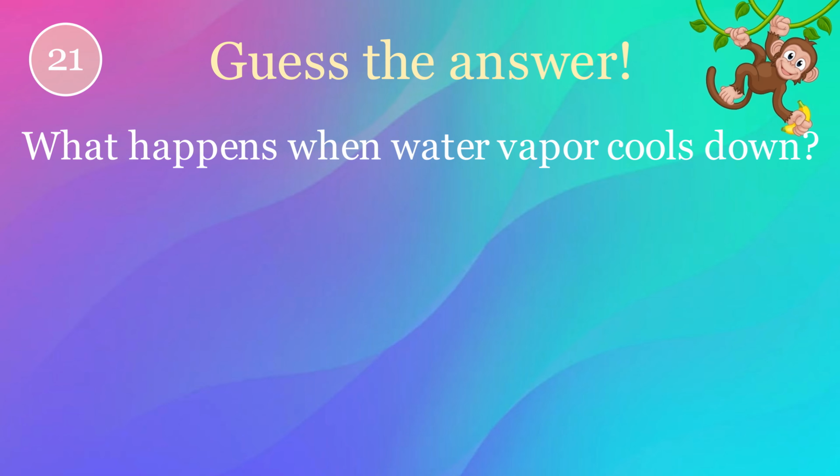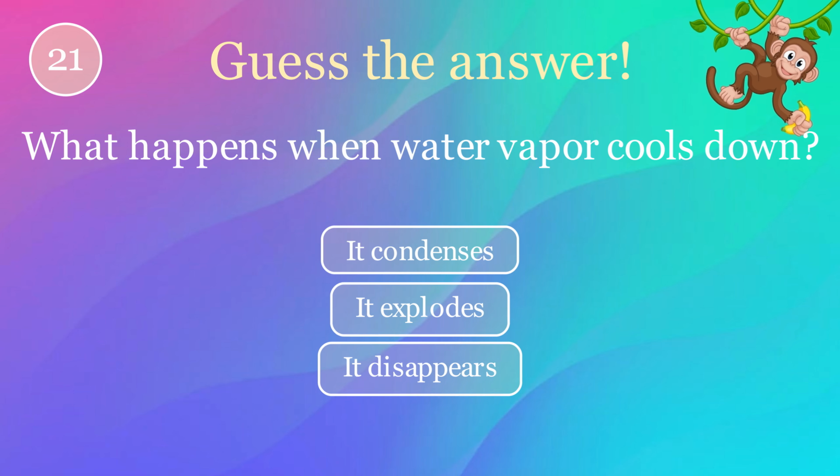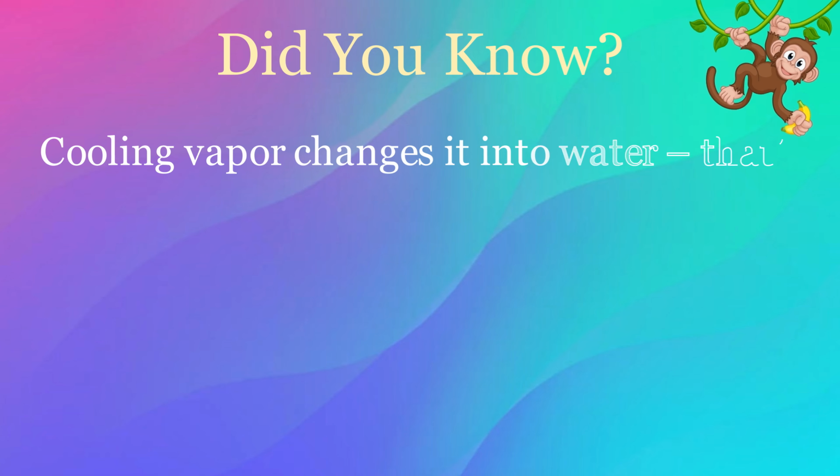What happens when water vapor cools down? It condenses. It explodes. It disappears. The correct answer is, it condenses. Here's an interesting fact: cooling vapor changes it into water, that's condensation.